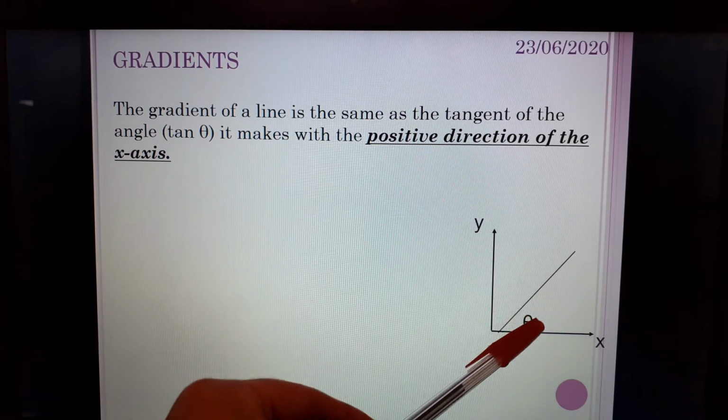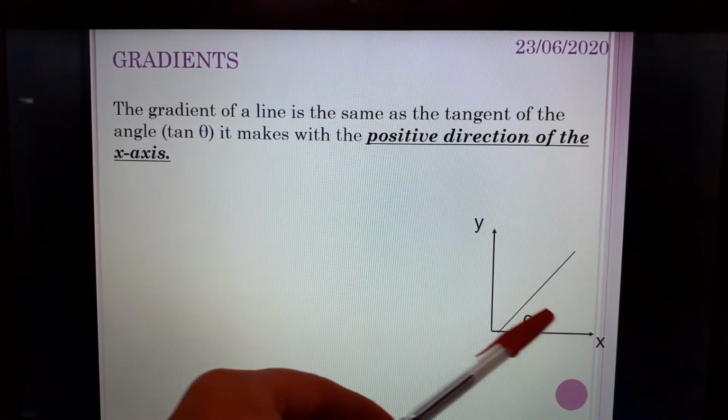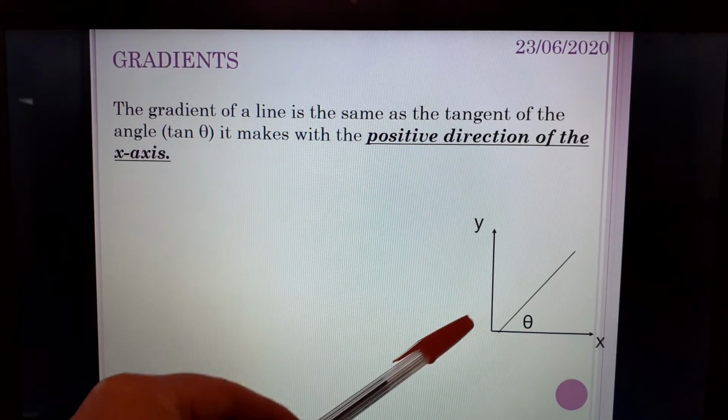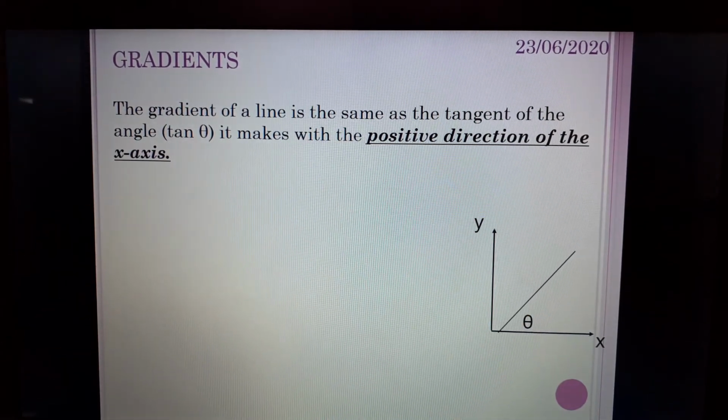So it means on the right hand side of the line, it's got to be that angle there, between the line and the positive direction on the right hand side of the line. So if you happen to be given this angle here, that's not the angle you would use. It has to be this one here. That's all that means.